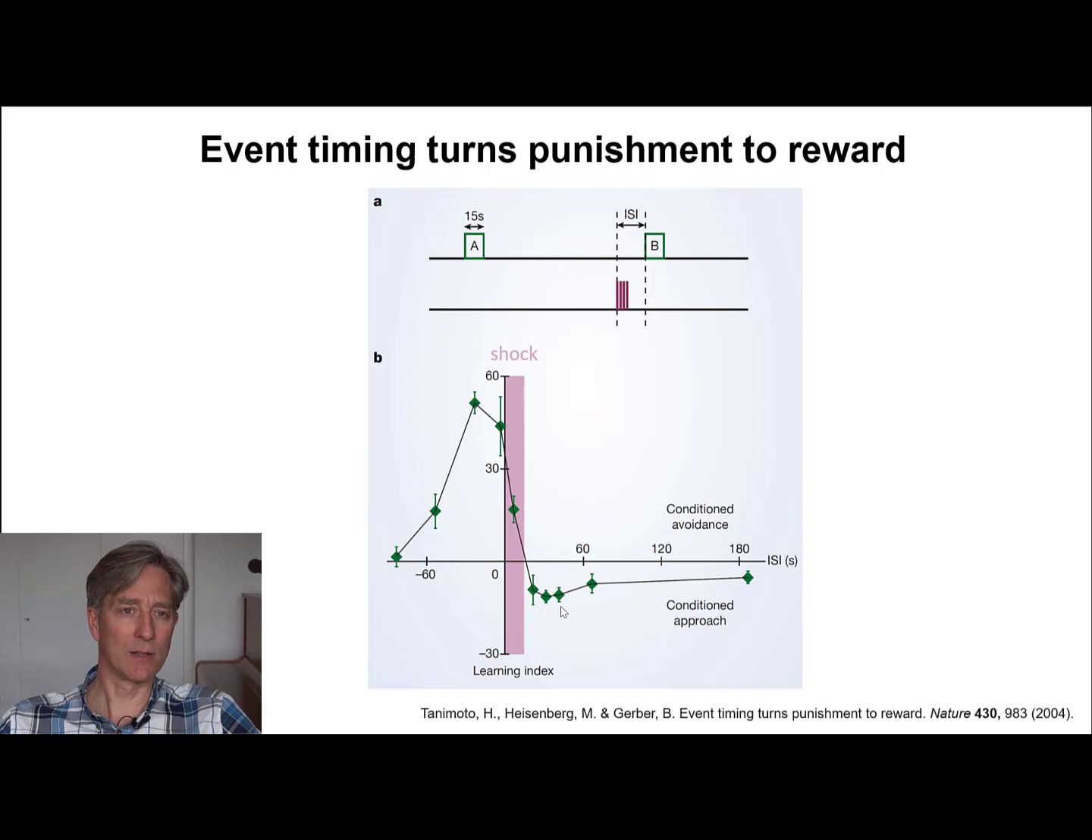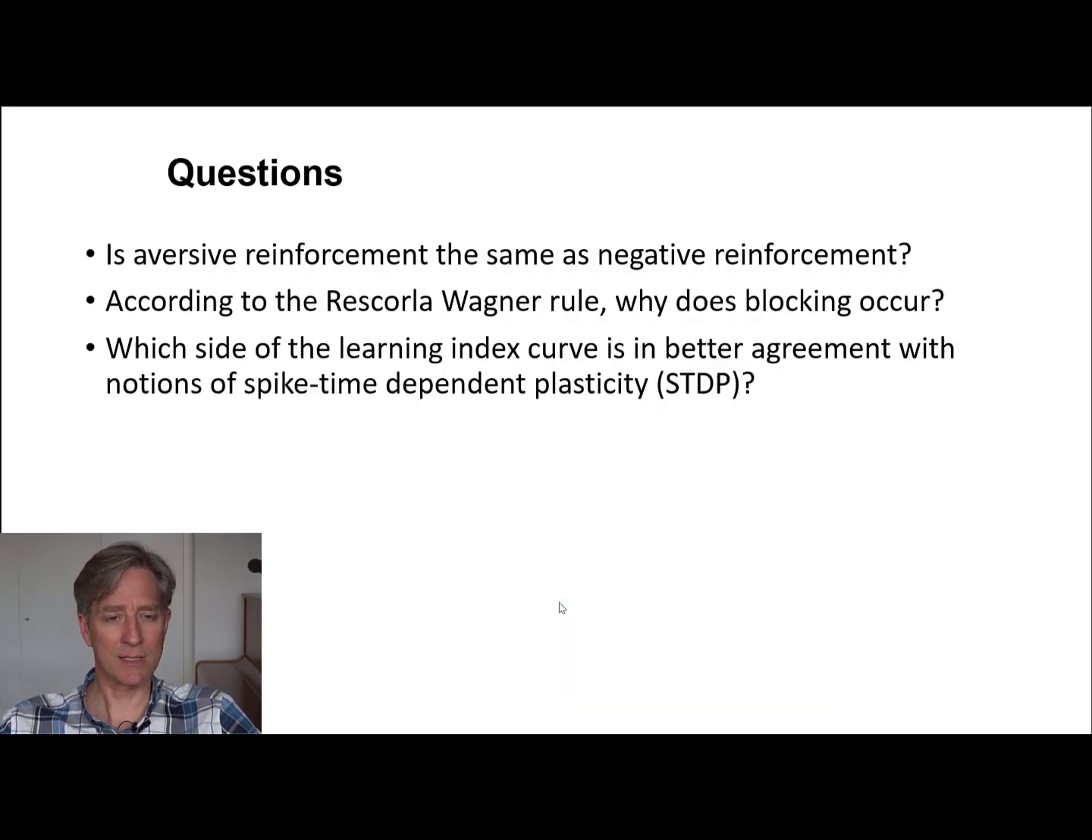Okay, that's all I wanted to say about associative conditioning. So we talked about classical and about operant conditioning. And these concepts should be clear now, and we should be able to answer the question, is aversive reinforcement the same as negative reinforcement? Are these the same thing? Another question, according to the Rescorla-Wagner rule, why does blocking occur? If you had to summarize in one sentence, why does blocking occur?